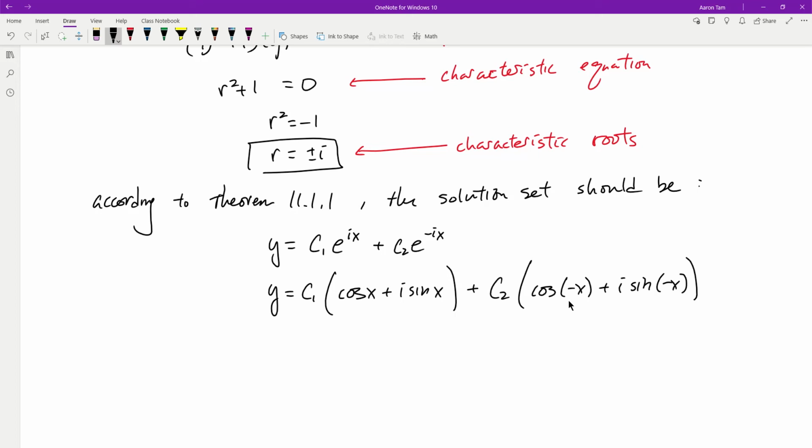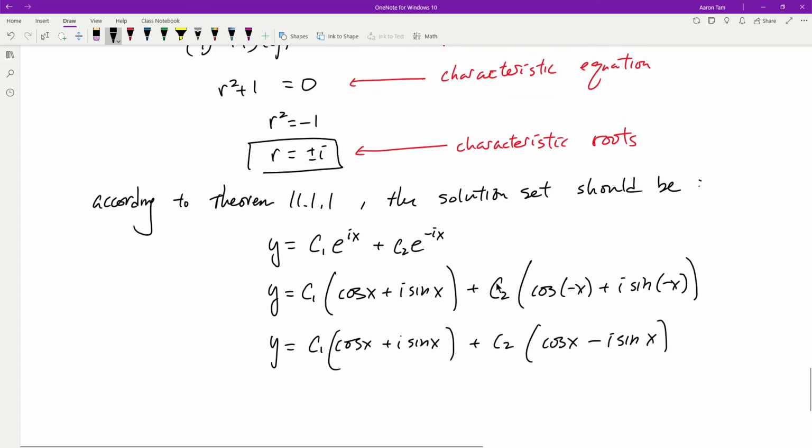Now, you probably don't realize all this trigonometry is involved. There's a trig identity: cosine negative x, because cosine is an even function, is the same as cosine x. But sine is an odd function, therefore it becomes negative i sine x. So now, that looks okay, right? But notice that if I look at this, also remember the following.